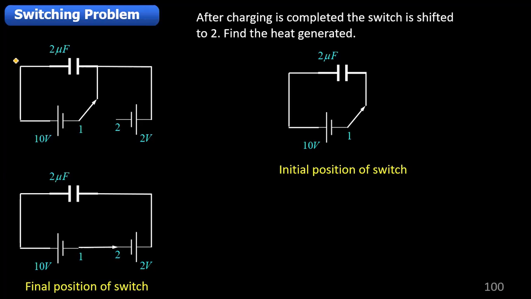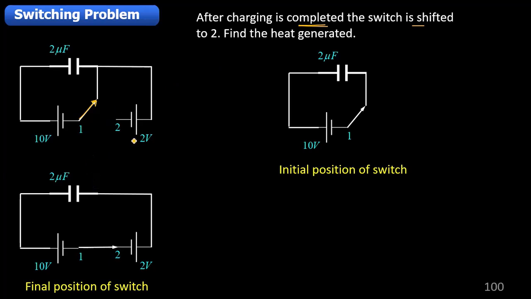Initially this is the circuit. Initially the switch is connected with this point, so switch 1 is activated and connected over there. Now after some time, that means after charging is completed, which means the capacitor was initially uncharged and is now fully charged, that is at t equals infinity, the switch is shifted to position number 2.